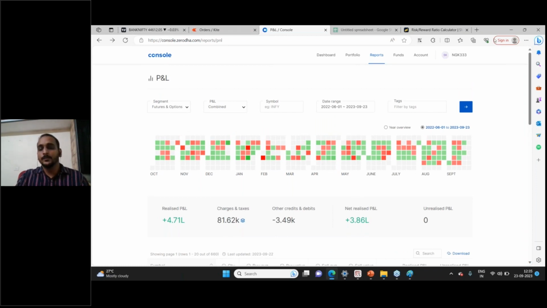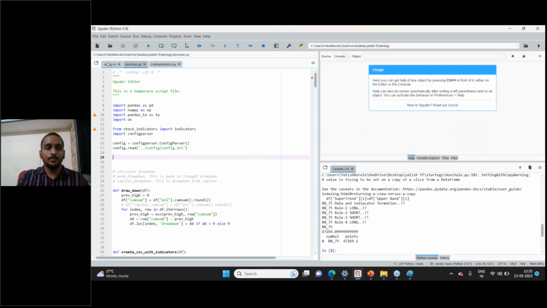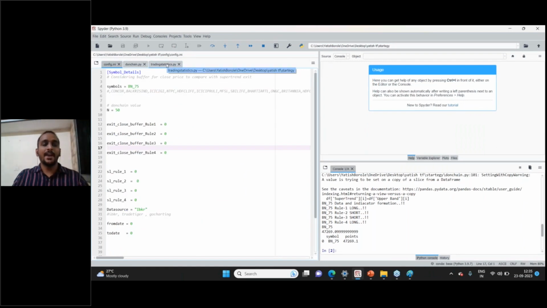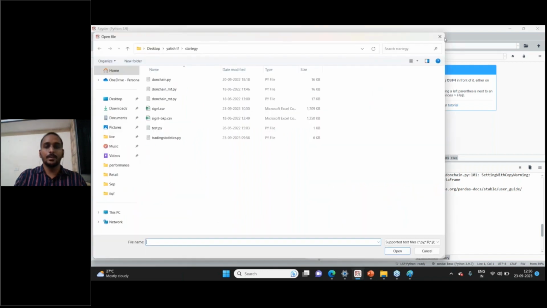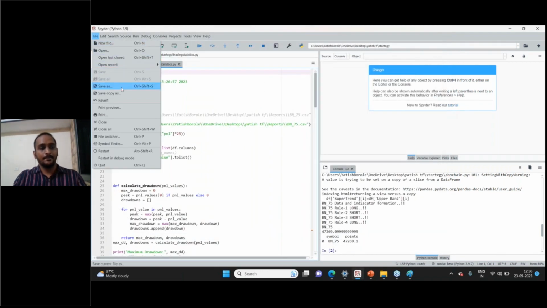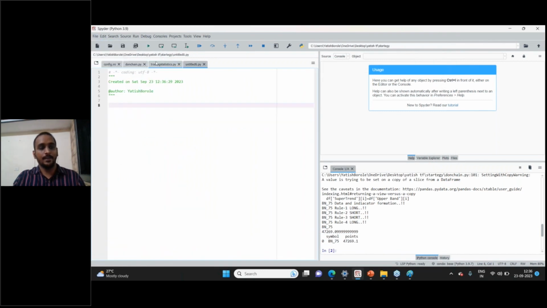Let me quickly go to the Python IDE. We will be using Spyder for developing and backtesting our trend following system. The practical session will consist of two things. First will be evaluation of strategy metrics on the live PNL which we downloaded just now, and the second will be developing and backtesting a trend following system. Let me quickly open a new file for you.